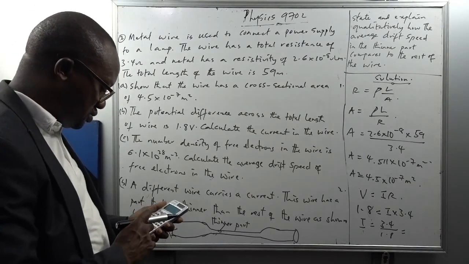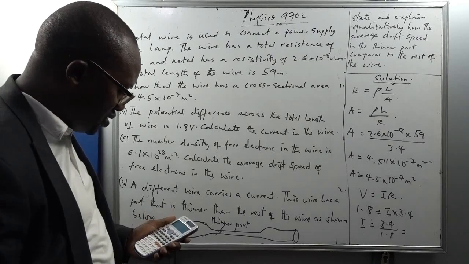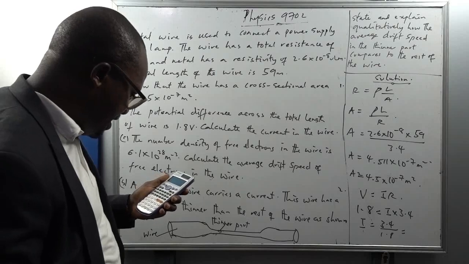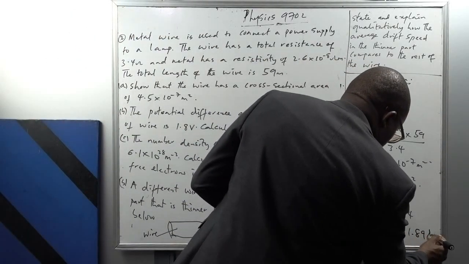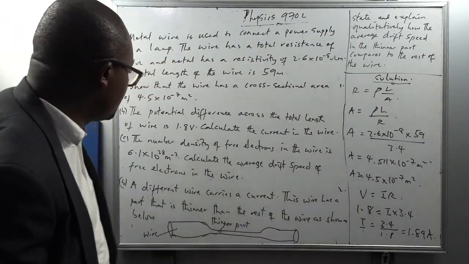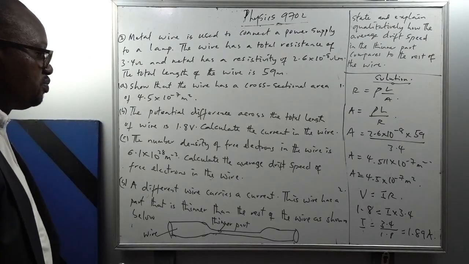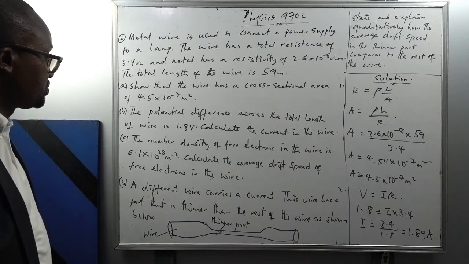3.4 divided by 1.8. You press your calculator, that will give you 1.89 amperes. Both of them are in standard units already, and the standard unit of current is amperes. So you have 1.89 amperes. We'll move quickly to the next question.